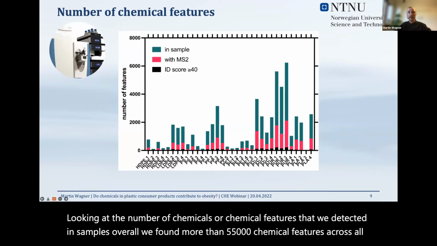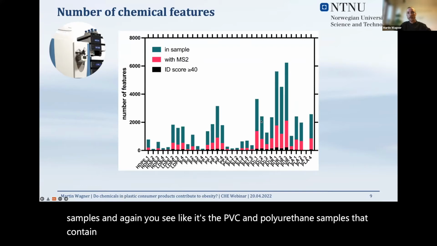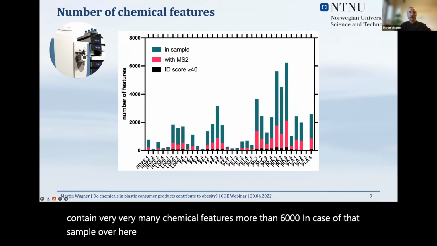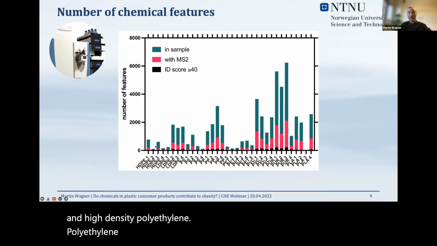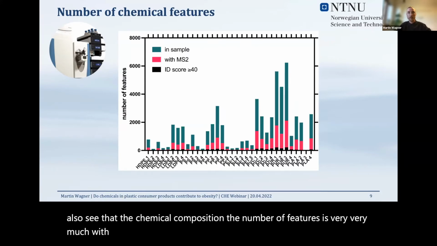And again, you see it's the PVC and polyurethane samples that contain very, very many chemical features, more than 6,000 in case of that sample over here. In contrast, you see polyethylene terephthalate, PET, and high-density polyethylene contain fewer features, typically 100 to 500 features. But you also see that the chemical composition, the number of features, varies very much per sample.